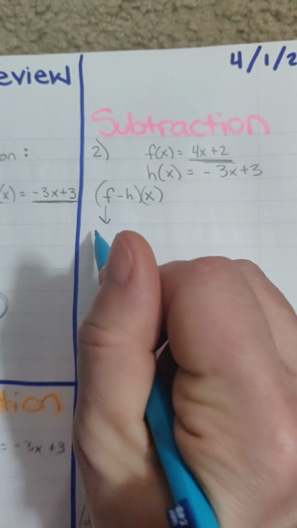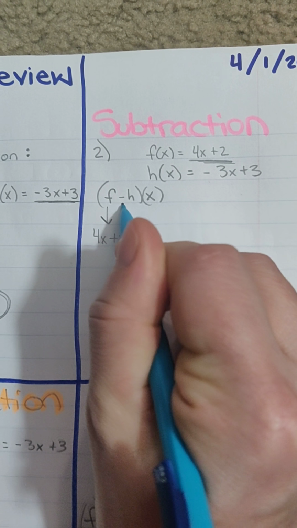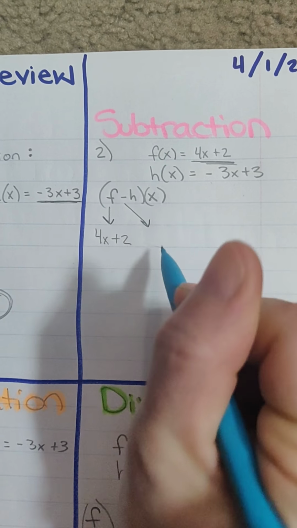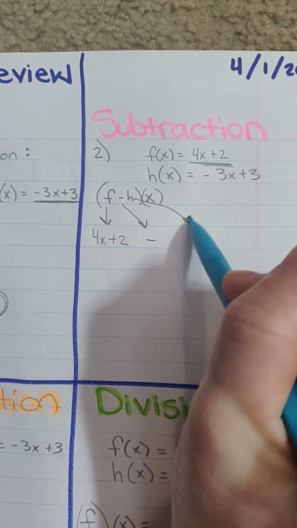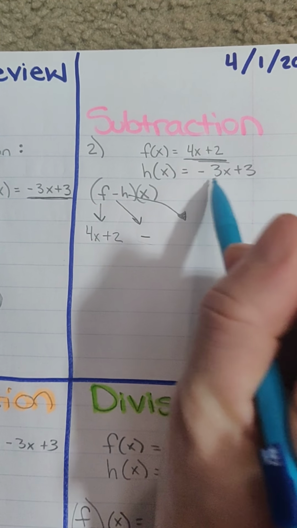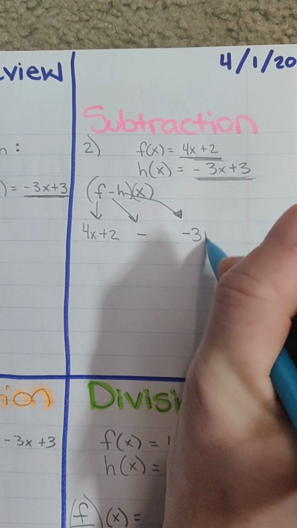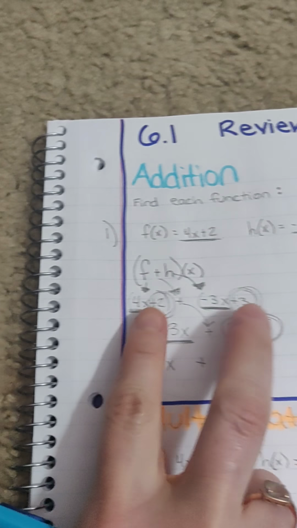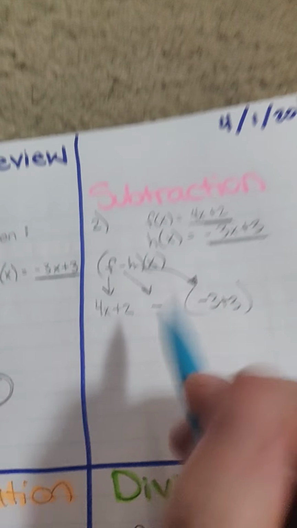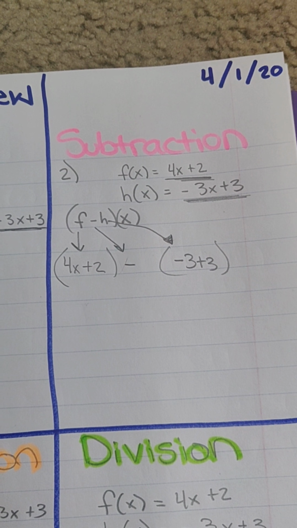Okay, so we're going to take a look at subtraction next, and my value of F is 4x plus 2, so I'm going to write 4x plus 2. Now, because this is a minus sign here, I'm going to write minus. And my value of H is going to be represented by negative 3x plus 3. I'm going to put these in parentheses just like how I did over here, so I can remember that those guys go together. But the next part is a little bit tricky.